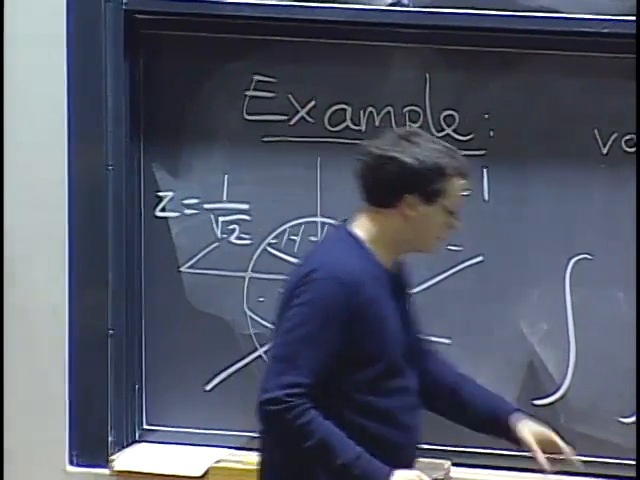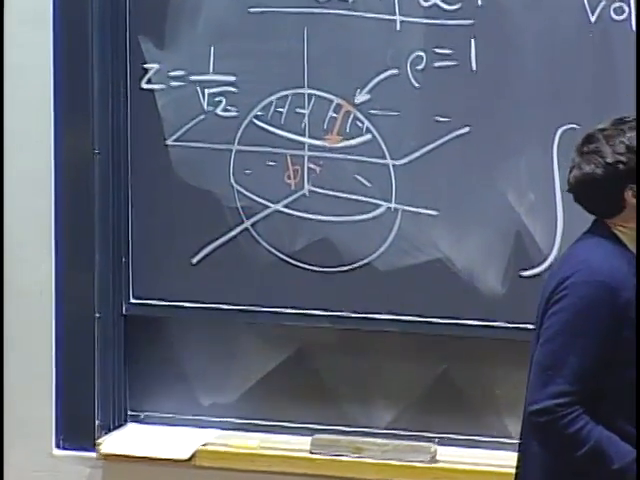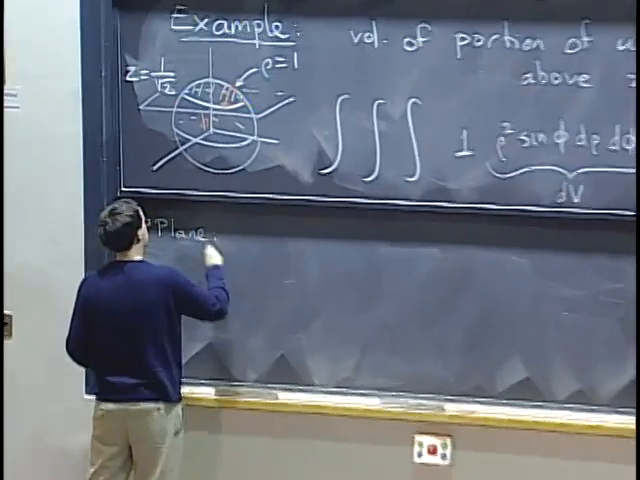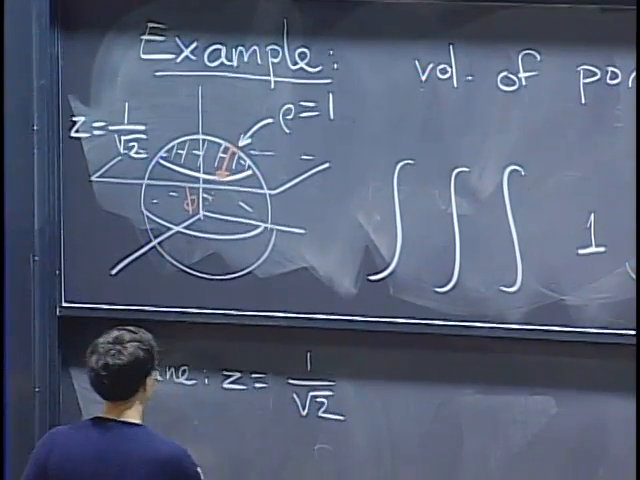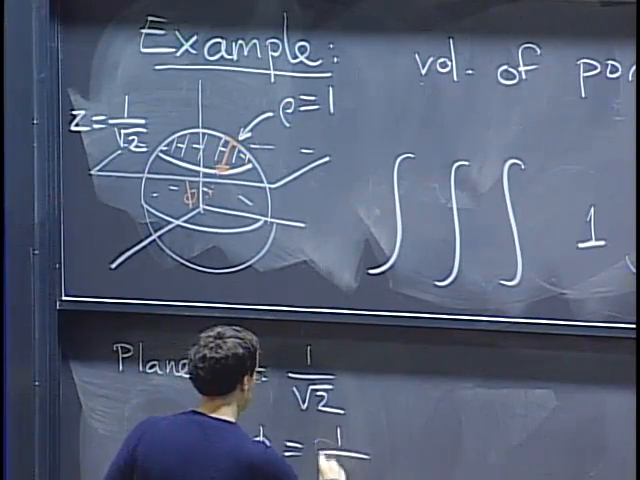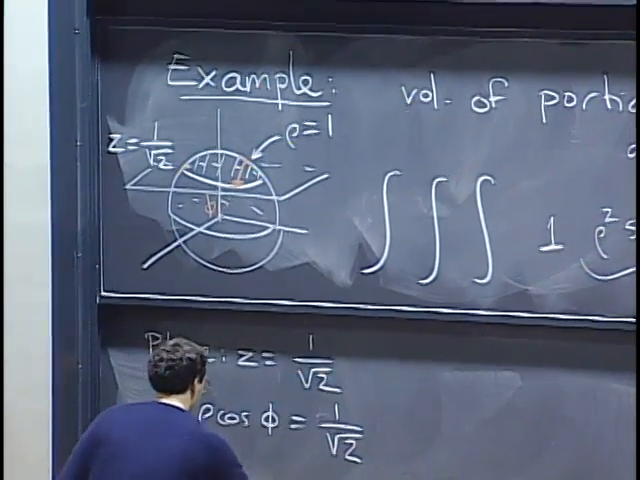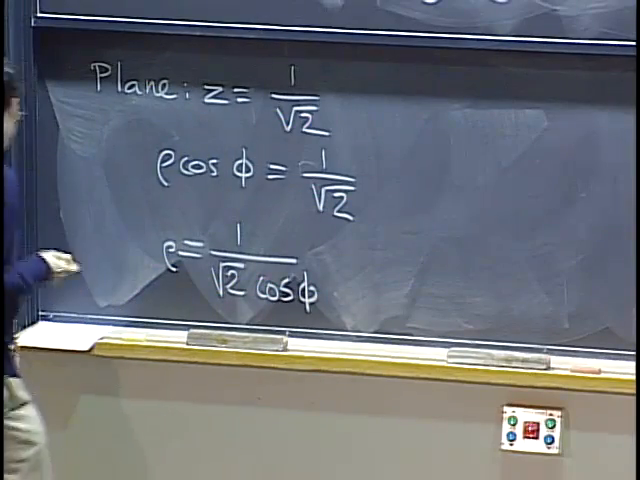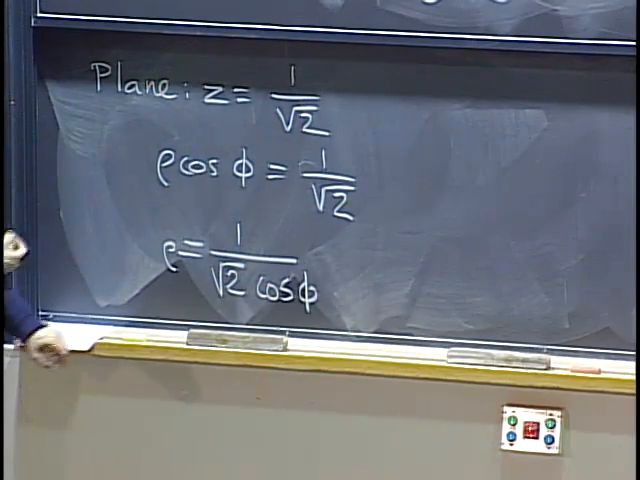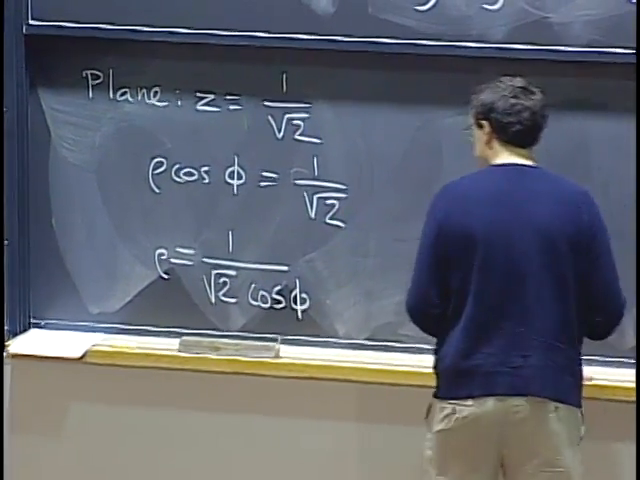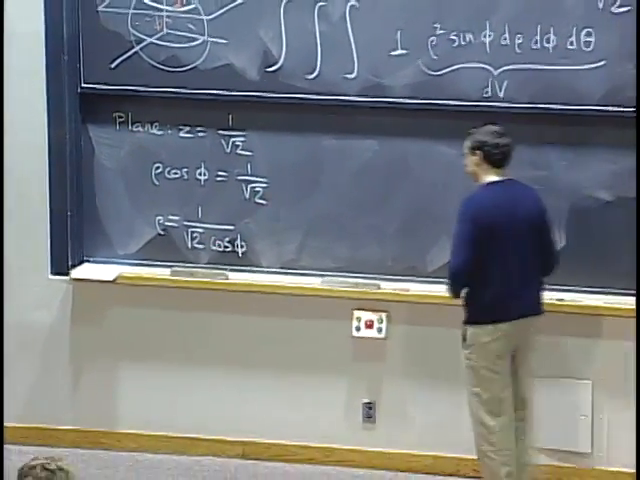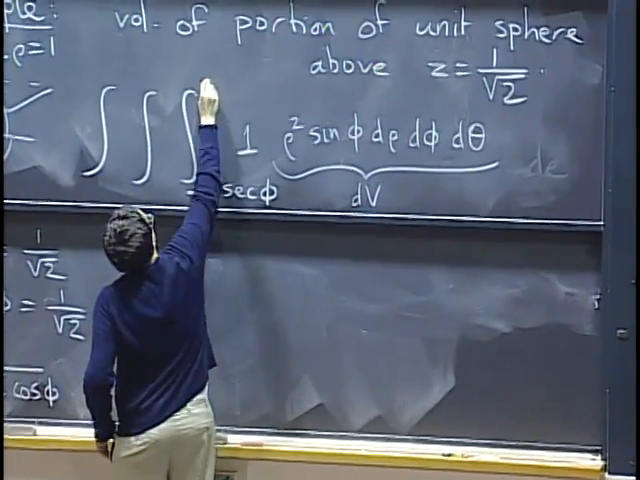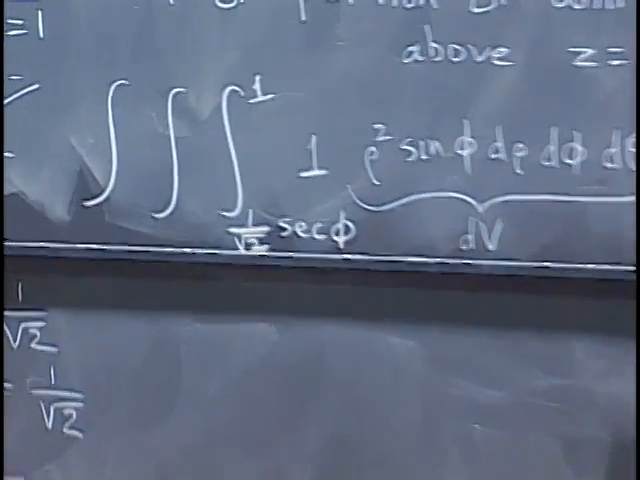So what does that tell us about rho? Well, remember, z is rho cosine phi. So the plane is z equals 1 over root 2. That means rho cosine phi is 1 over root 2. That means rho equals 1 over root 2 cosine phi, or as some of you know it, 1 over root 2 times secant phi. Okay, so if we want to set up the bounds, they will start with 1 over root 2 secant phi all the way to 1.